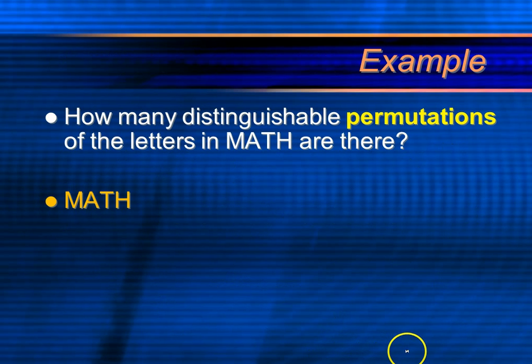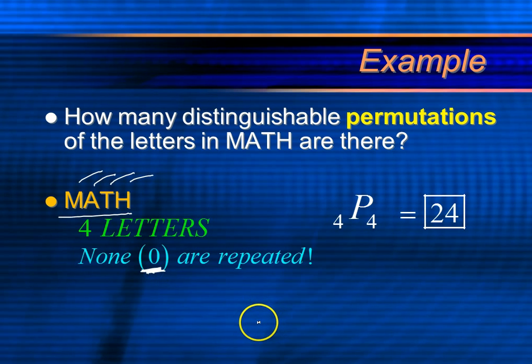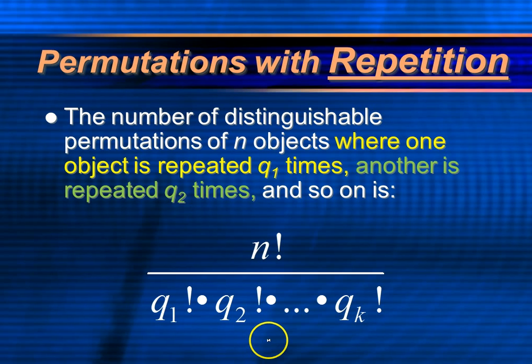Now, last part. How many distinguishable permutations of the letters are there in math? There's 4 letters, and I'm picking all 4 of those letters. So this is just 4, pick 4. There's 4 letters, none of them are repeated. So 4 pick 4 is 24 different permutations. Now this is going to change if the letters are repeated. If letters are repeated, you have to divide by those repeats. So whatever those repeats are, you have to divide by.